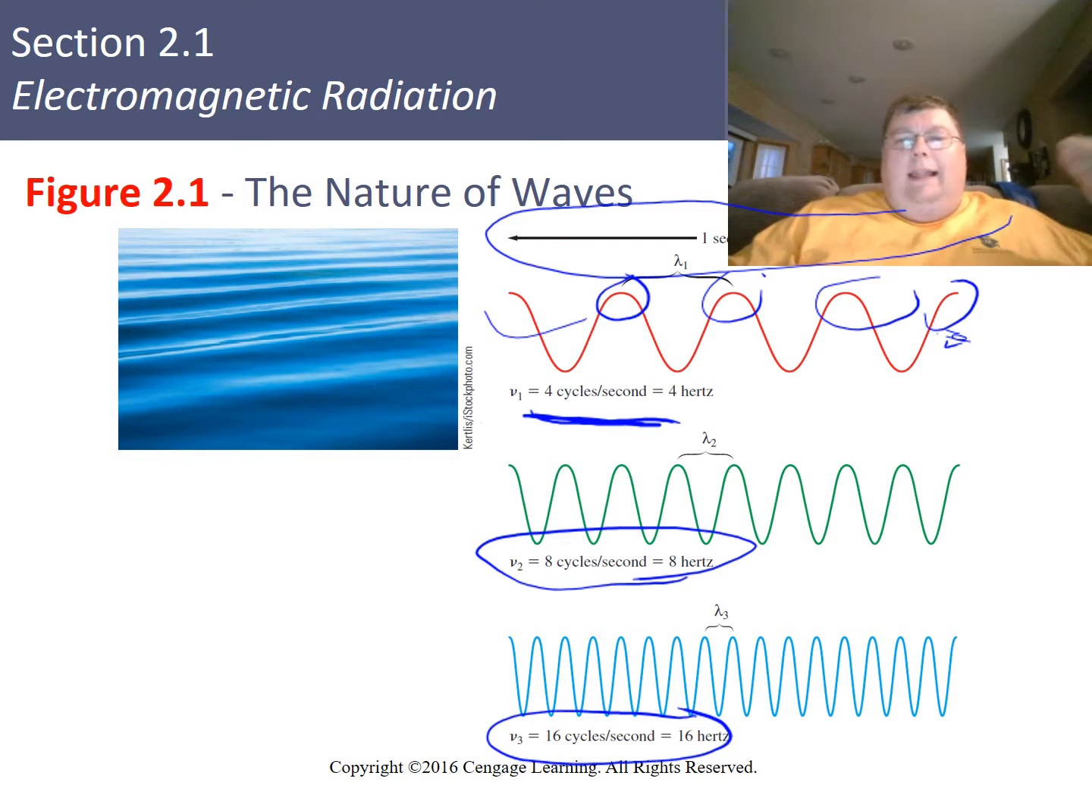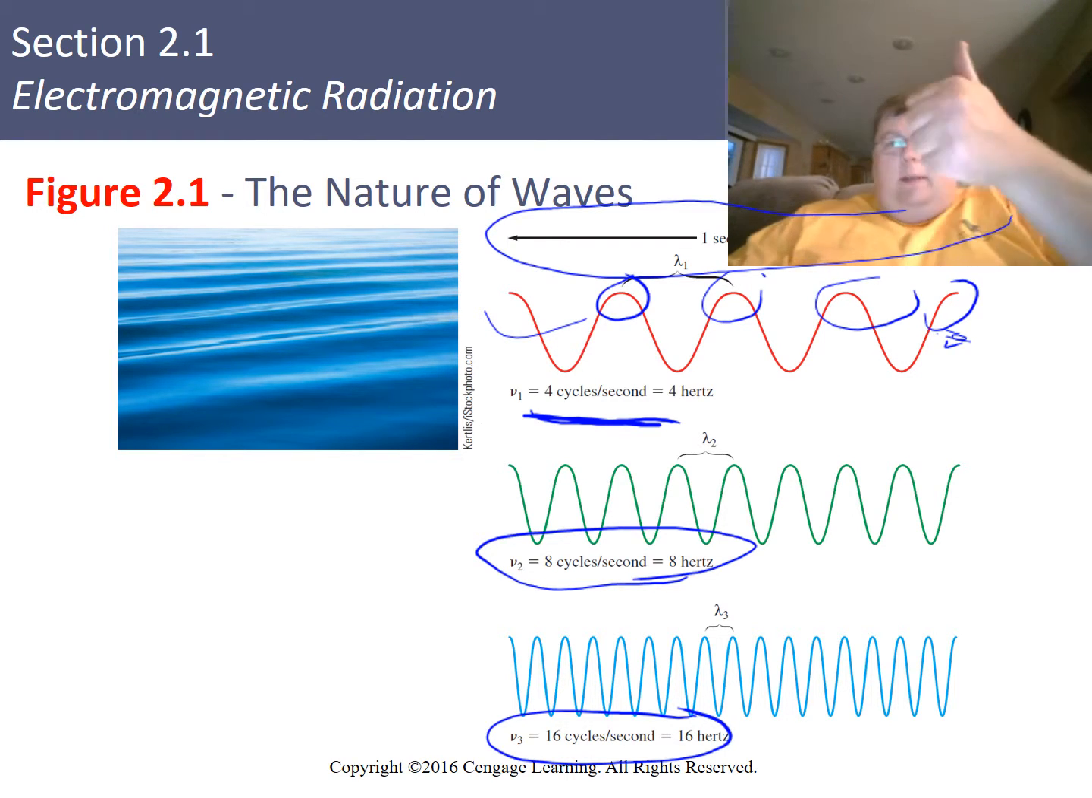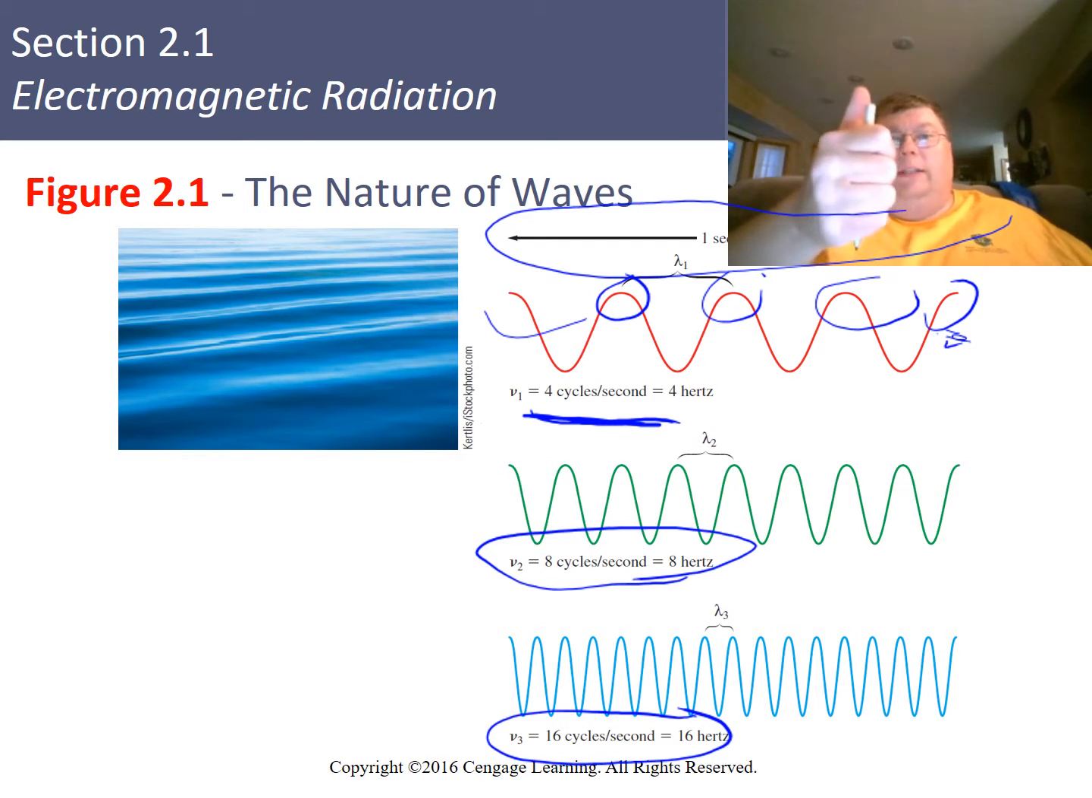Now, lambda 2, which is shorter than lambda 1, for the green wave, you can see this is 8 cycles per second, or 8 hertz. Lambda 2 is going to be shorter. And then in the blue, you can see 16, lambda 3 gets even smaller. So as frequency goes up, wavelength goes down. As wavelength goes up, frequency goes down. Inverse relationship.